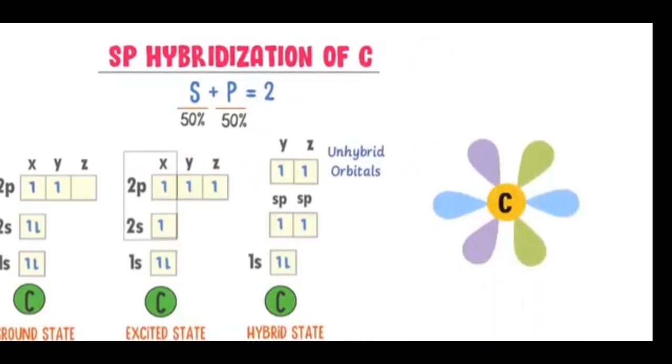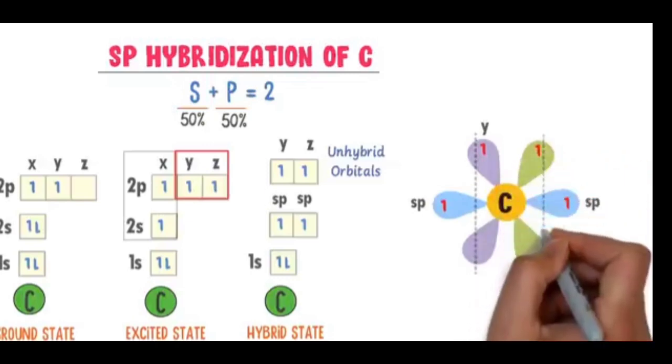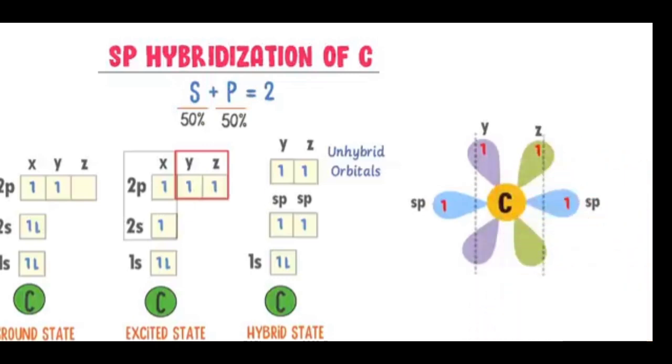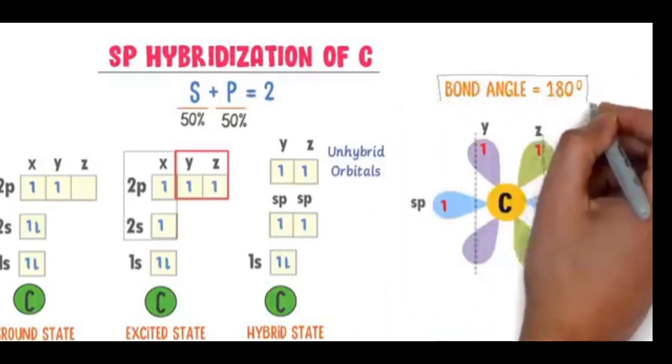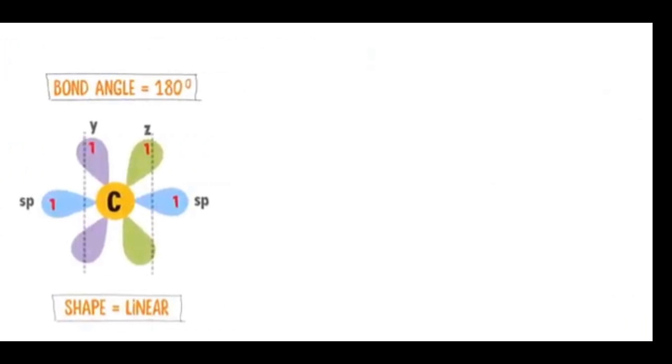Now carbon has this type of geometry in sp hybridization. This is the first sp orbital and this is the second sp orbital. While this long orbital is 2py and this long orbital is 2pz. They both are unhybrid orbitals. The bond angle of sp hybridization is 180 degrees and its shape is linear.